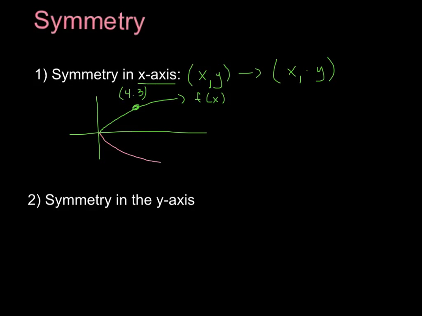Then this is negative f of x. And your x value stays the same, but your y value switches. That's how you reflect in the x-axis. You reflect up and down.